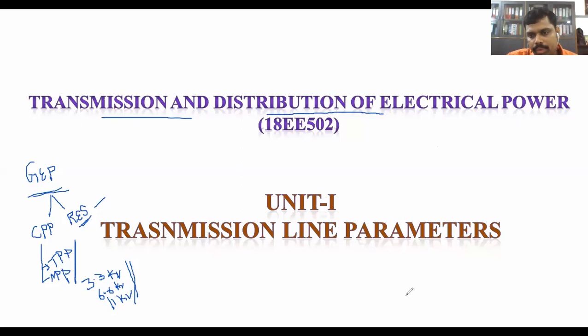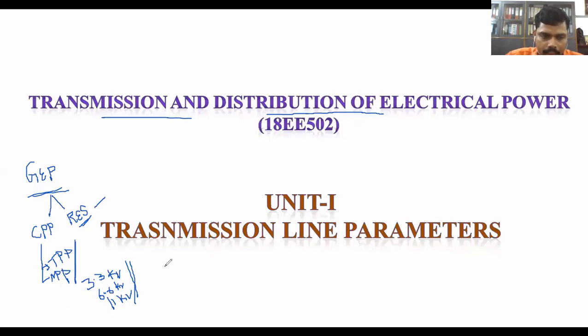Once we have generated the power in the generating station, at 3.3 kV, 6.6 kV, or 11 kV, we immediately need to send it to the consumer via transmission and then distribution. We can't store it in the power plant.